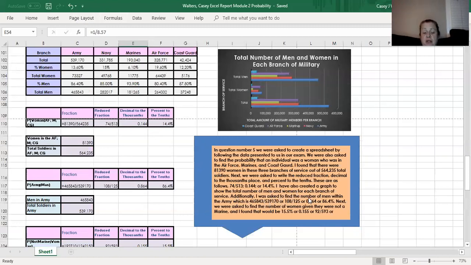And additionally, I was asked to find the number of men within the Army, which is 465,843 of 539,170, or 108 to 125, or 0.864, or 86.4%. Next, we were asked to find the number of women given they were not a Marine, and I found that would be 15.5%, or as a decimal, it would be 0.155, or 92 out of 593.